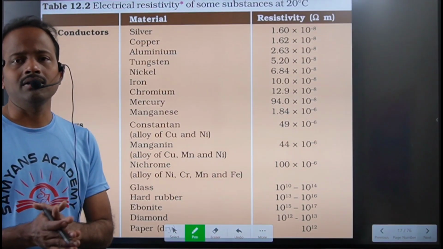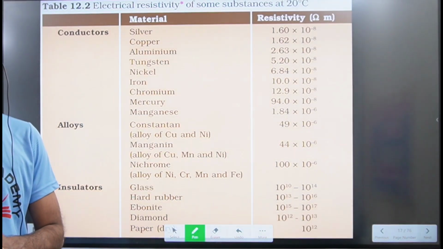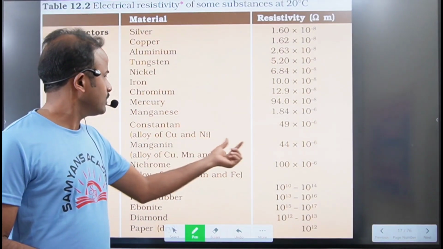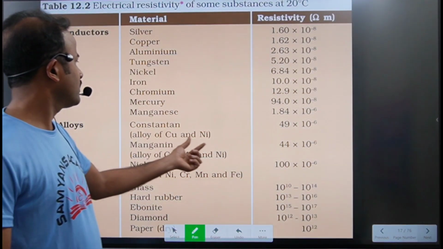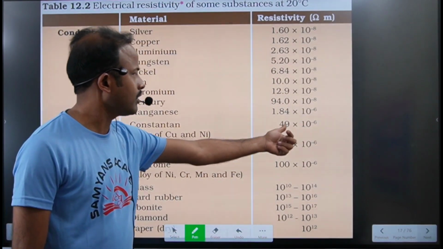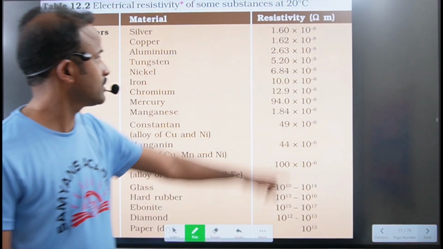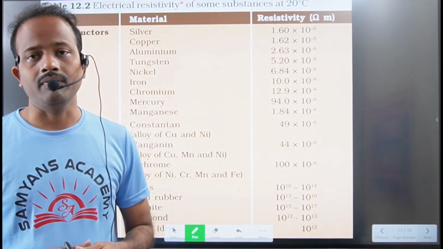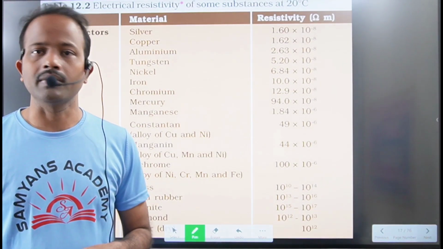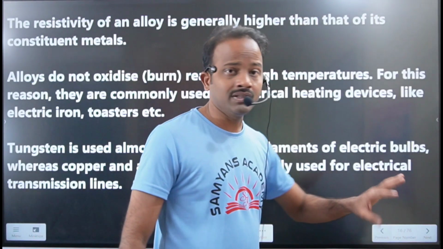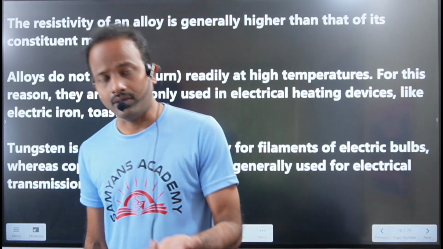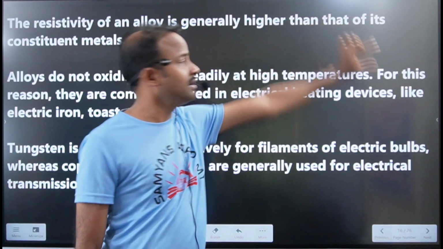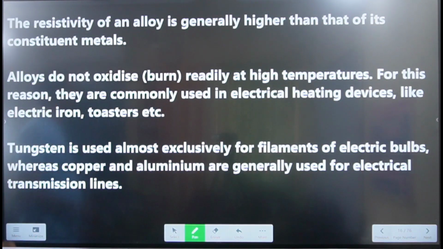చూడండి, ఆ రెండింటిని కంబైన్ చేస్తే వచ్చే మెటీరియల్ ఇక్కడ ఏంటి? కాన్స్టాంటన్. Constantan is the combination of the copper and the nickel. Now you see the resistivity value of this constantan is 49 into 10 to the power of minus 6. ఇక్కడ చూడండి 10 to the power of minus 8, 10 to the power of minus 6. అంటే రెసిస్టివిటీ వాల్యూ చాలా పెరిగింది, ఆల్మోస్ట్ 100 times పెరిగింది, వాటి ఇండివిజువల్ వాల్యూస్ కంటే కూడా పెరిగింది. అదే ఇక్కడ చెప్తున్నారు. The resistivity of an alloy is generally higher than that of its constituent metals, right?